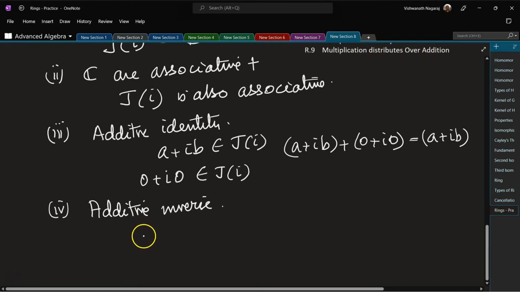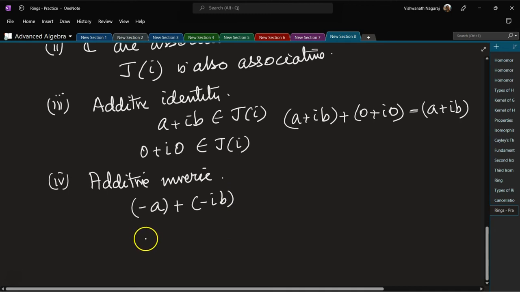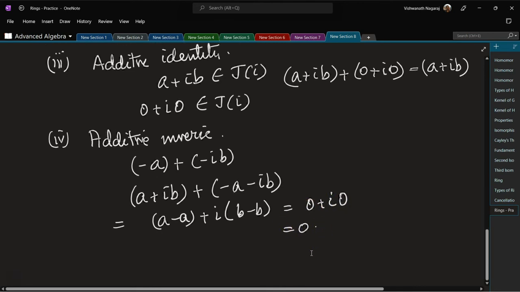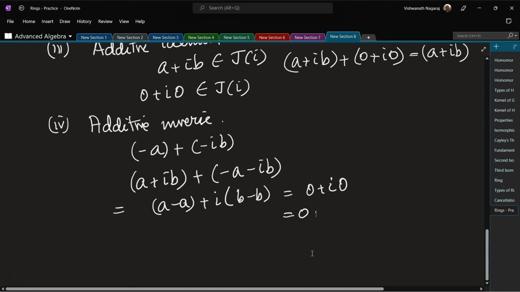Now the additive inverse is going to be minus a plus minus ib. Again, let's see. If we take an element a plus ib and we add the additive inverse minus a minus ib, what do we get? a minus a plus i times b minus b, which is equal to 0 plus i0, which is equal to 0, which is the additive identity. So we have additive inverses.